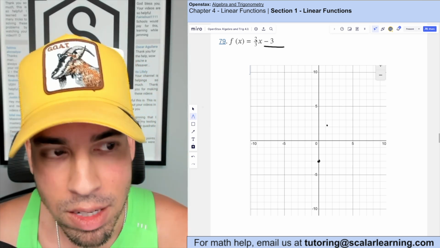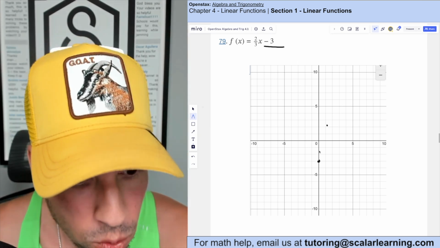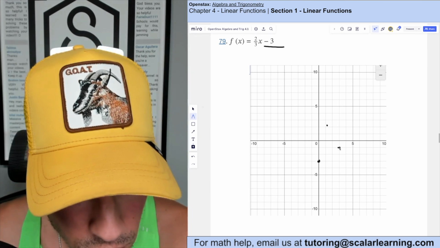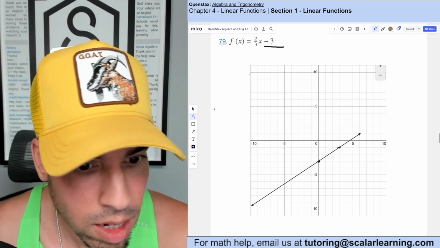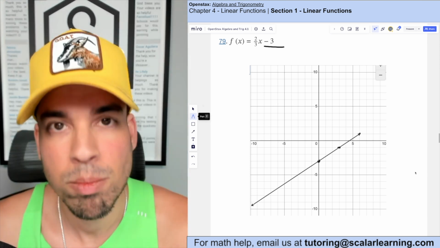And then we're going to apply that nice slope of 2/3, which means a rise of 2, a run of 3. A rise of 2, a run of 3. Then we're going to connect the dots like so. There is your line. Boom, done.